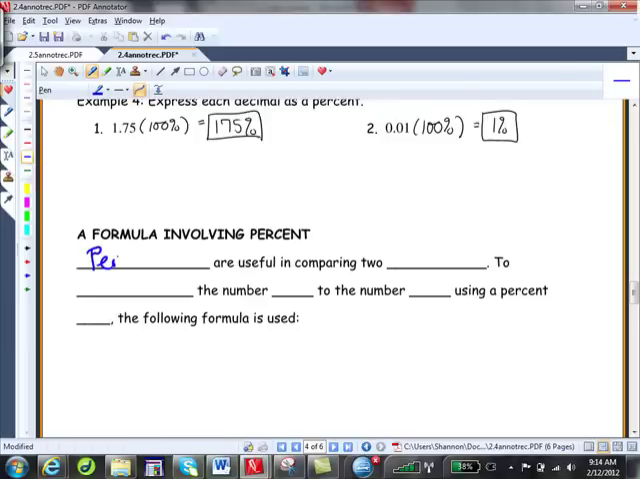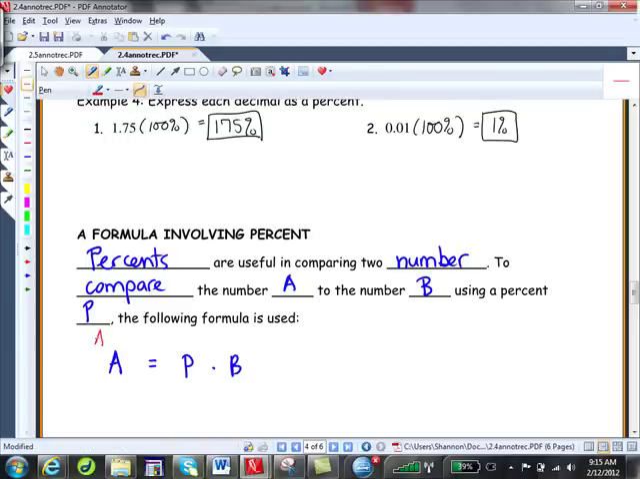Percents are useful in comparing two numbers. To compare the number A to the number B using a percent P, the following formula is used. So, A equals P times B.